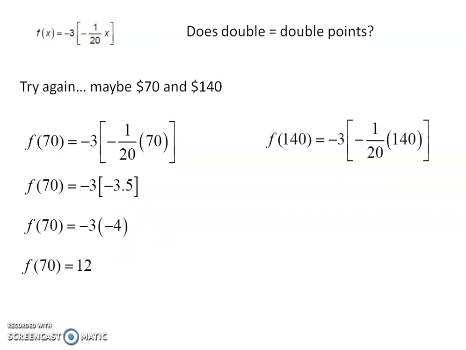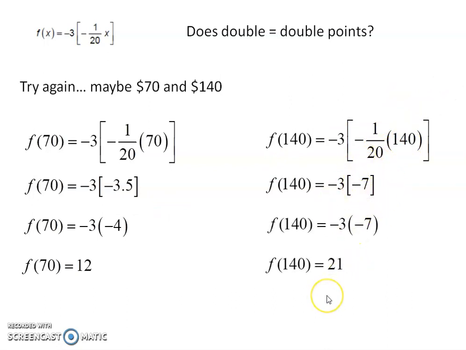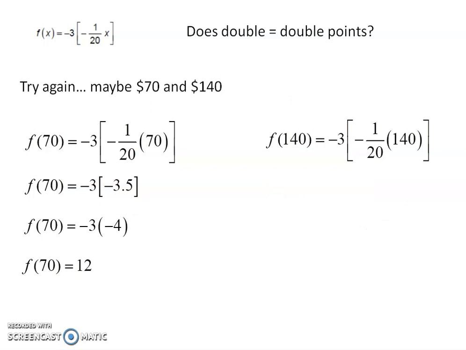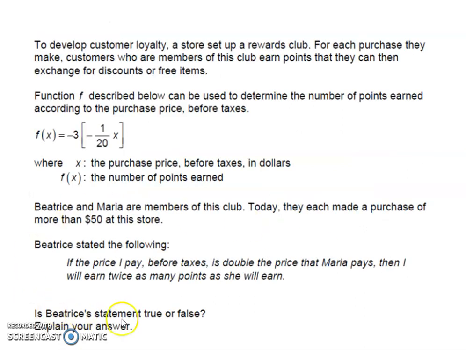If I tried 140, negative 1 over 20 times 140 is negative 7. That is an integer. So that works out to be 21. And that is not double this amount. So I found an example that doesn't work out to be double. That means that it is not always true. And the original statement, if I go all the way back here, is this statement true or false? No, it's false. This is something that is not always true. That's how you answer a question like that.